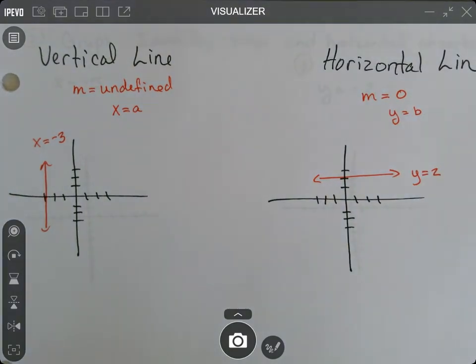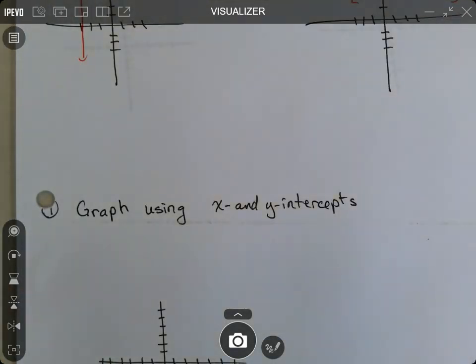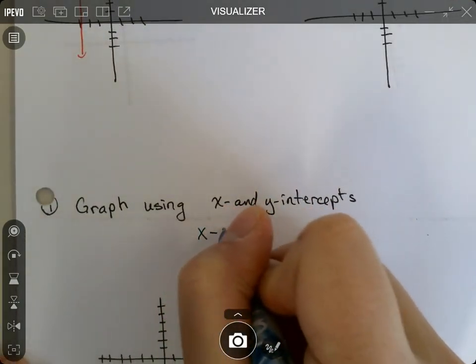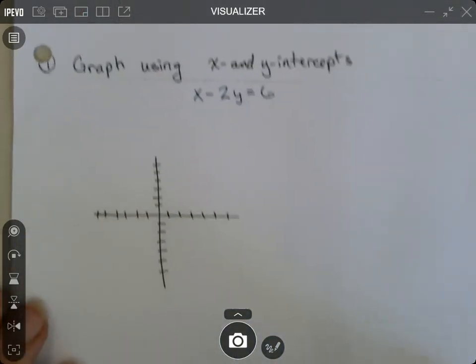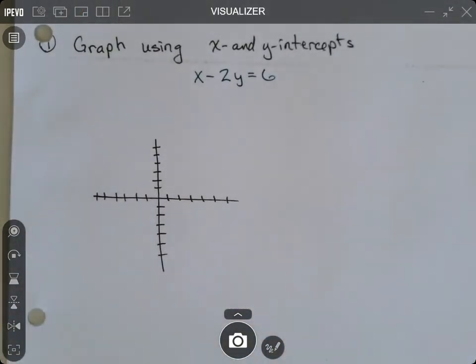Okay. Oh, I said graph using x and y-intercepts, but I didn't write the equation. Give me 2 seconds. I know, I can't be perfect. All right, here we are. Here is the equation. It is x minus 2y equals 6. So I want you to graph this using x and y intercepts.